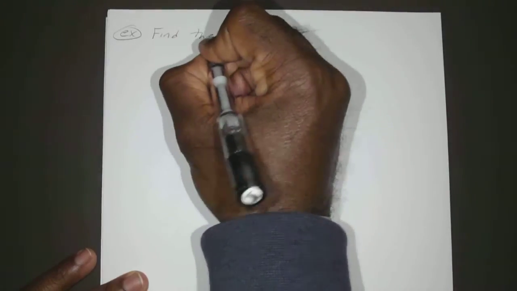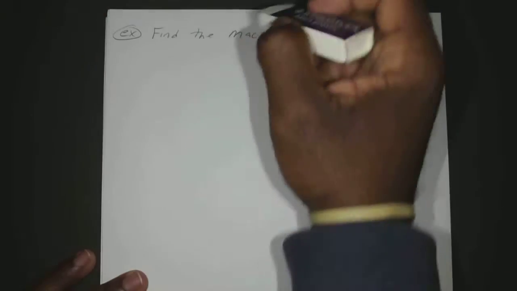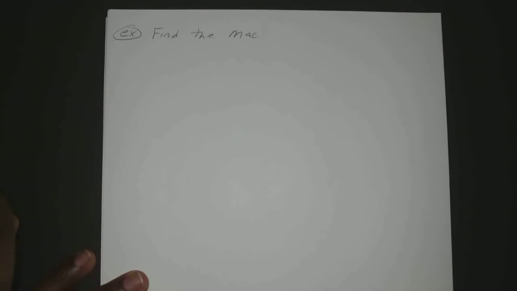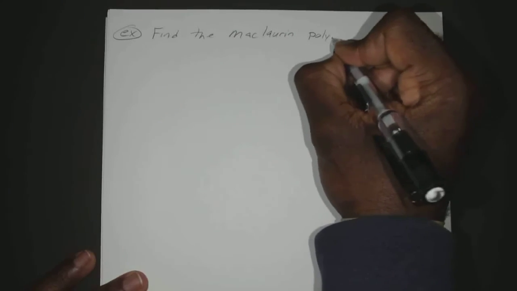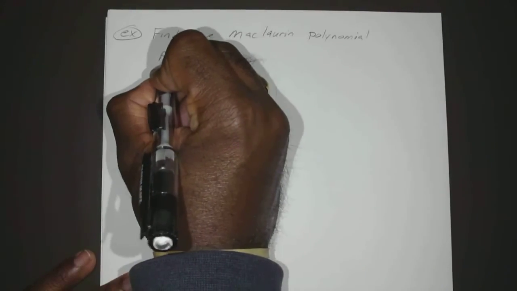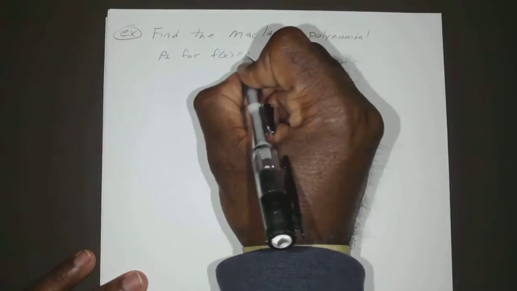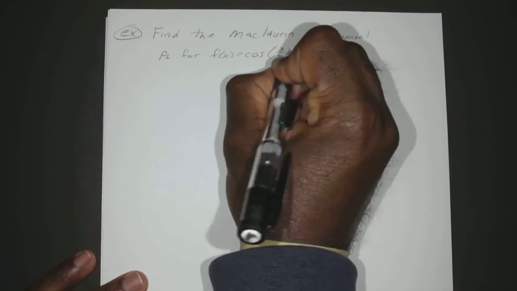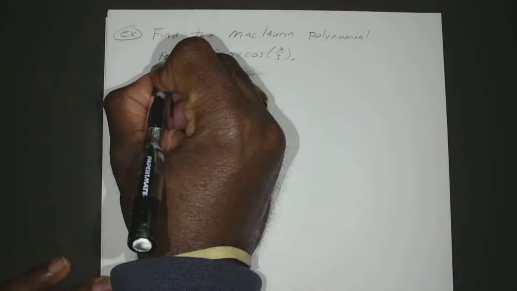So we want to find the Maclaurin polynomial, a lowercase p sub 1, for f of x equals cosine of x over 3. P sub 1. Yep.